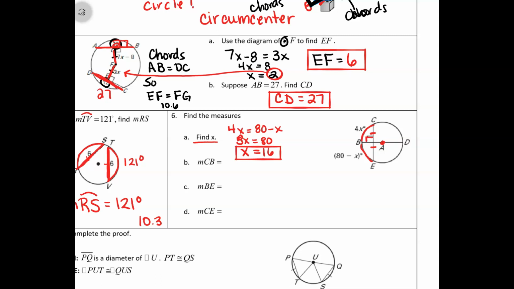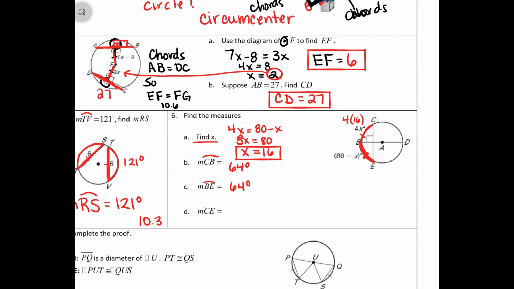Now, moving on, it says find the measure of arc CB. Well, we have found the x to be 16. Here is arc CB. So 4 times 16 is simply 64 degrees. Find the measure of BE. Well, we don't have to calculate that because we know those are congruent. So that one is 64 degrees.